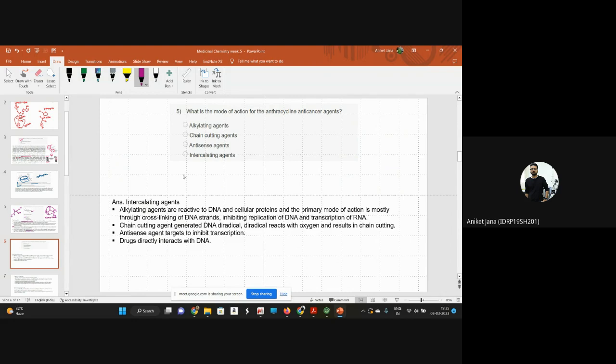Okay, so in our next question, what is the mode of action of the anthracycline anti-cancer agents? So what are the common mechanisms of these anti-cancer agents? They may be alkylating agents, chain-cutting agents, antisense agents, or intercalating agents. So now we will go one by one in short. What is the classification of these agents? How does it work? And we will see the mode of function of the anthracycline anti-cancer agent.